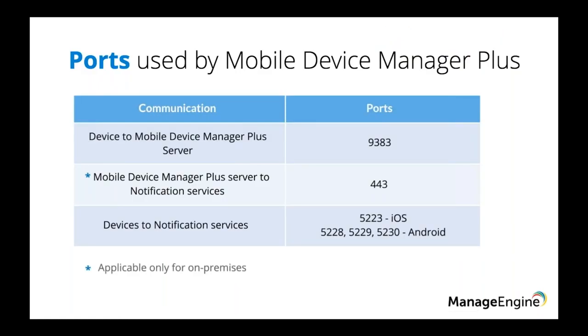As we saw in the architecture, for the devices to be managed, a lot of communication seems to be happening, and ports basically facilitate this communication. For example, the communication between the device and the MDM server happens on the secure HTTP channel using port 9383. The MDM server to notification services uses port 443, and the device to notification services uses these ports. These ports are to be open on your firewall or any other third-party filter that you're using.